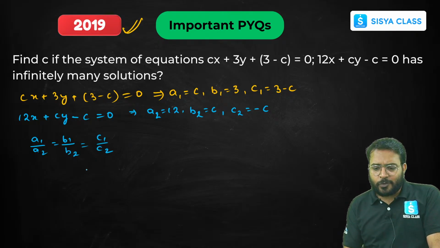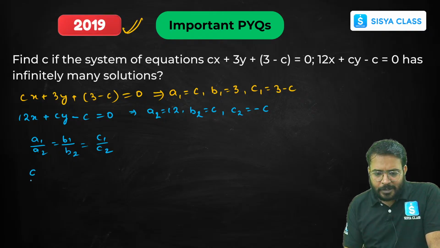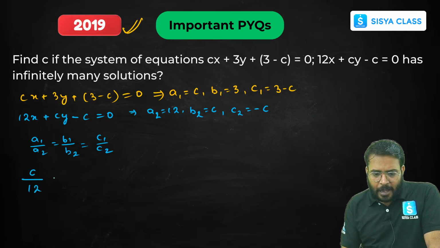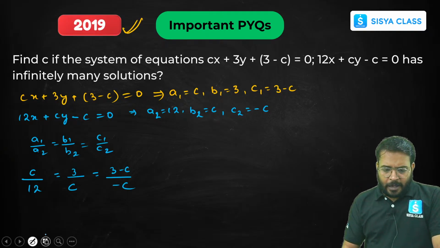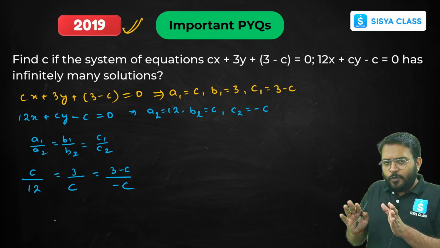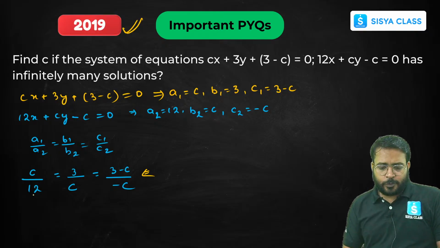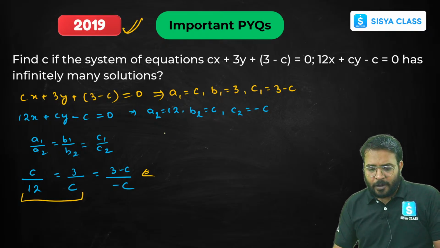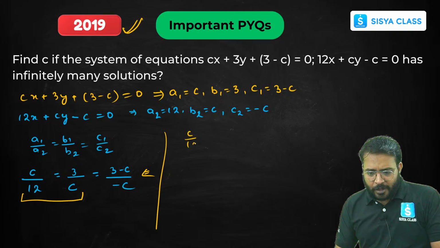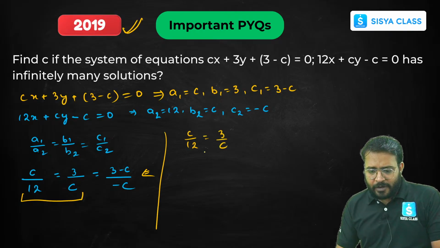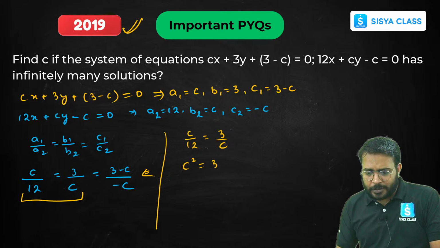Now if you substitute all the values, you will get a1 is c, a2 is 12, b1 is 3, b2 is c, c1 is 3 minus c, and c2 is minus c. Now in order to get the value of c, we need to find such a value of c which satisfies this. First I am taking these two: c by 12 is equal to 3 by c. So I will have c square is equal to 36. That means c is going to be either plus 6 or minus 6.